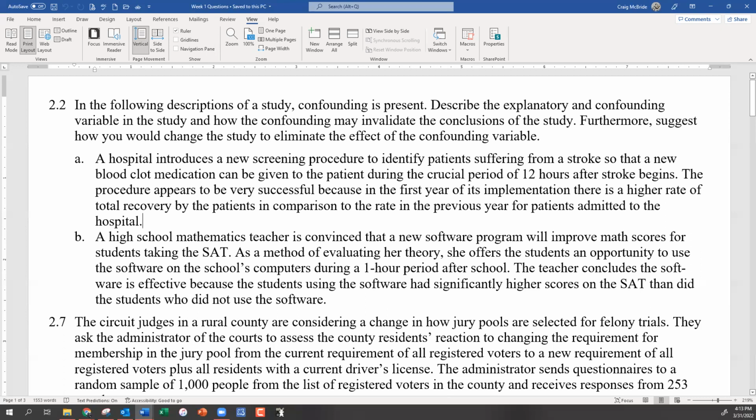So is the primary confounding variable here then the patient's response to the new medication? No, because that's what we're actually measuring. That's the actual response variable.